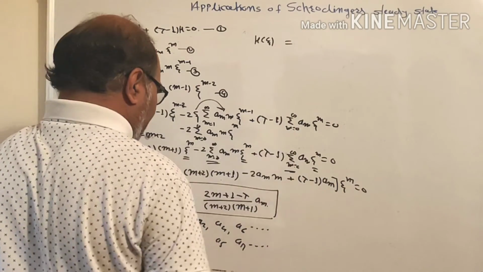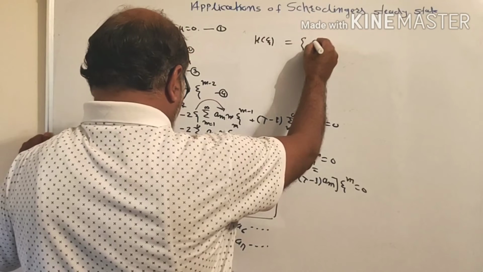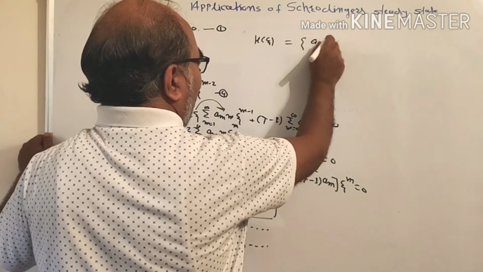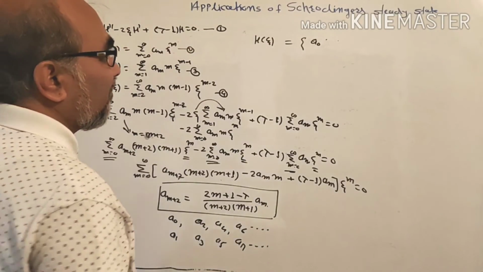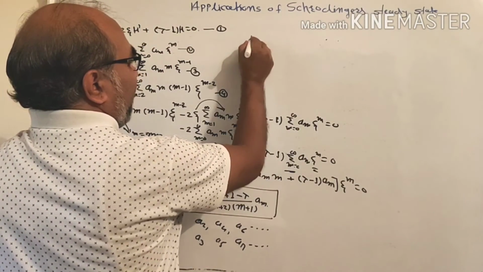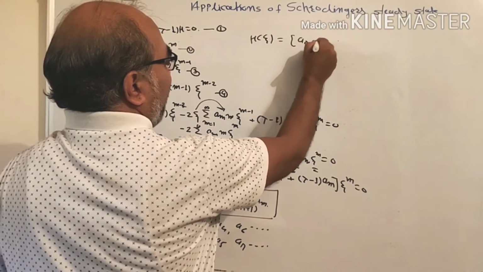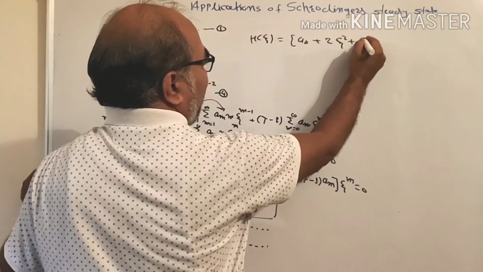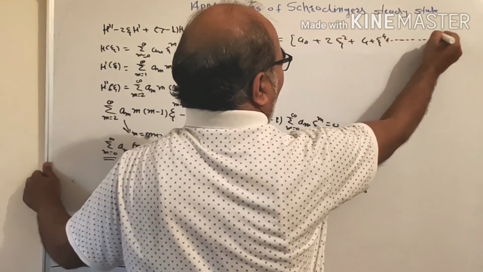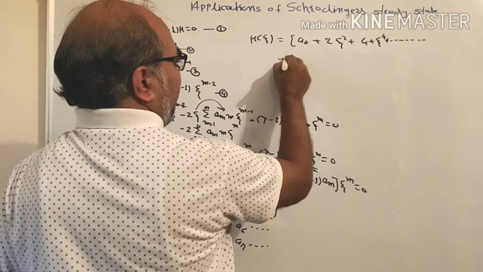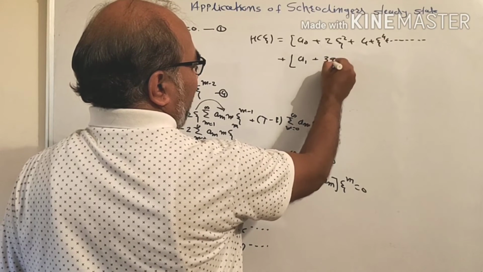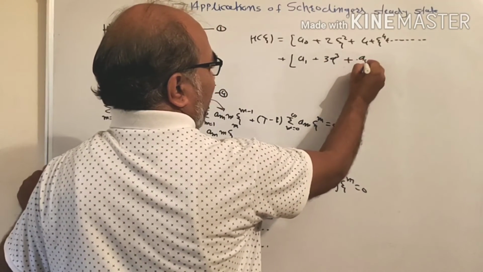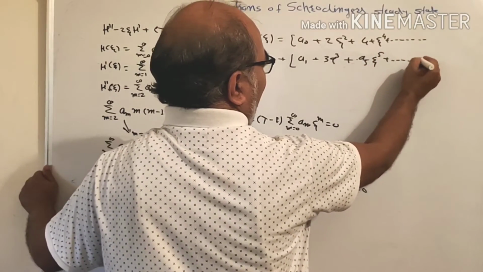can be written in terms of a0 and a1. So this h of zeta is equal to a0 plus a2 zeta squared plus a4 zeta raised to 4, and all even powers, plus a1 zeta plus a3 zeta cubed plus a5 zeta raised to 5, and all these terms.